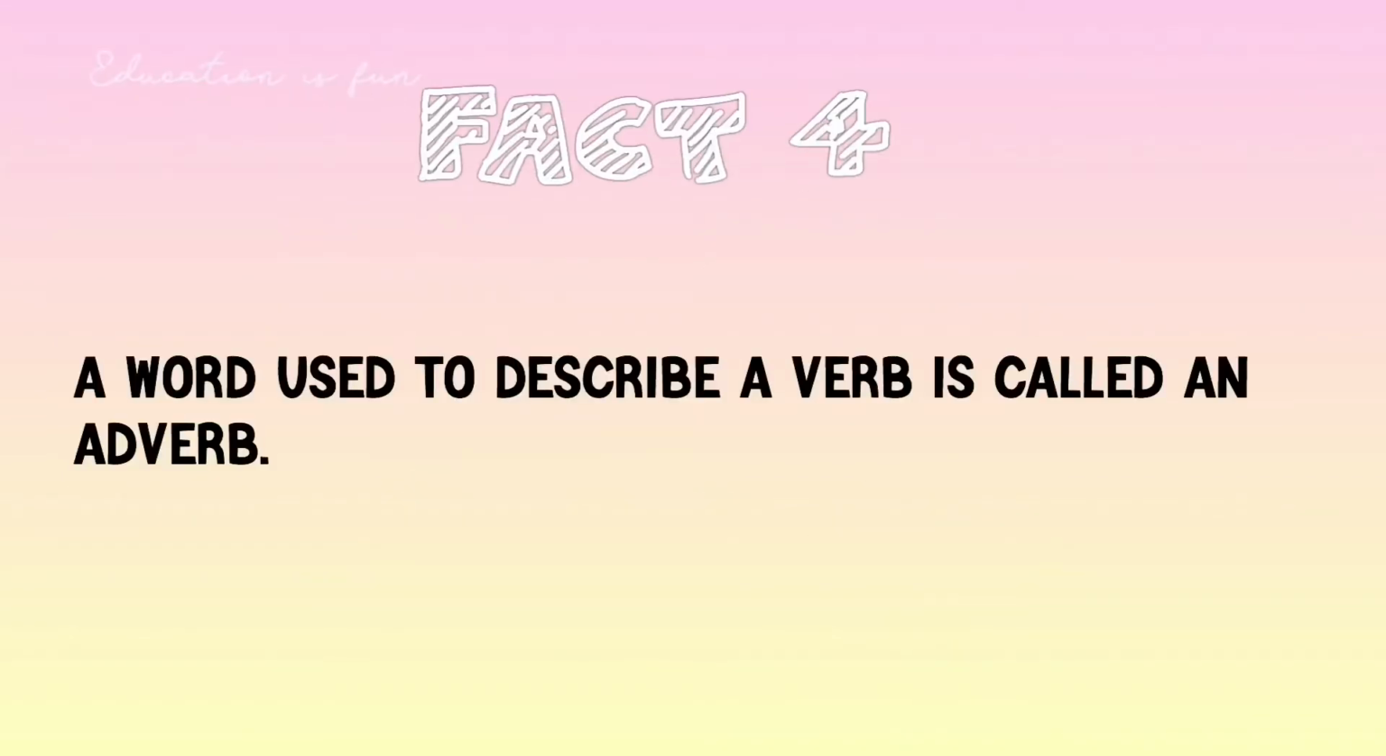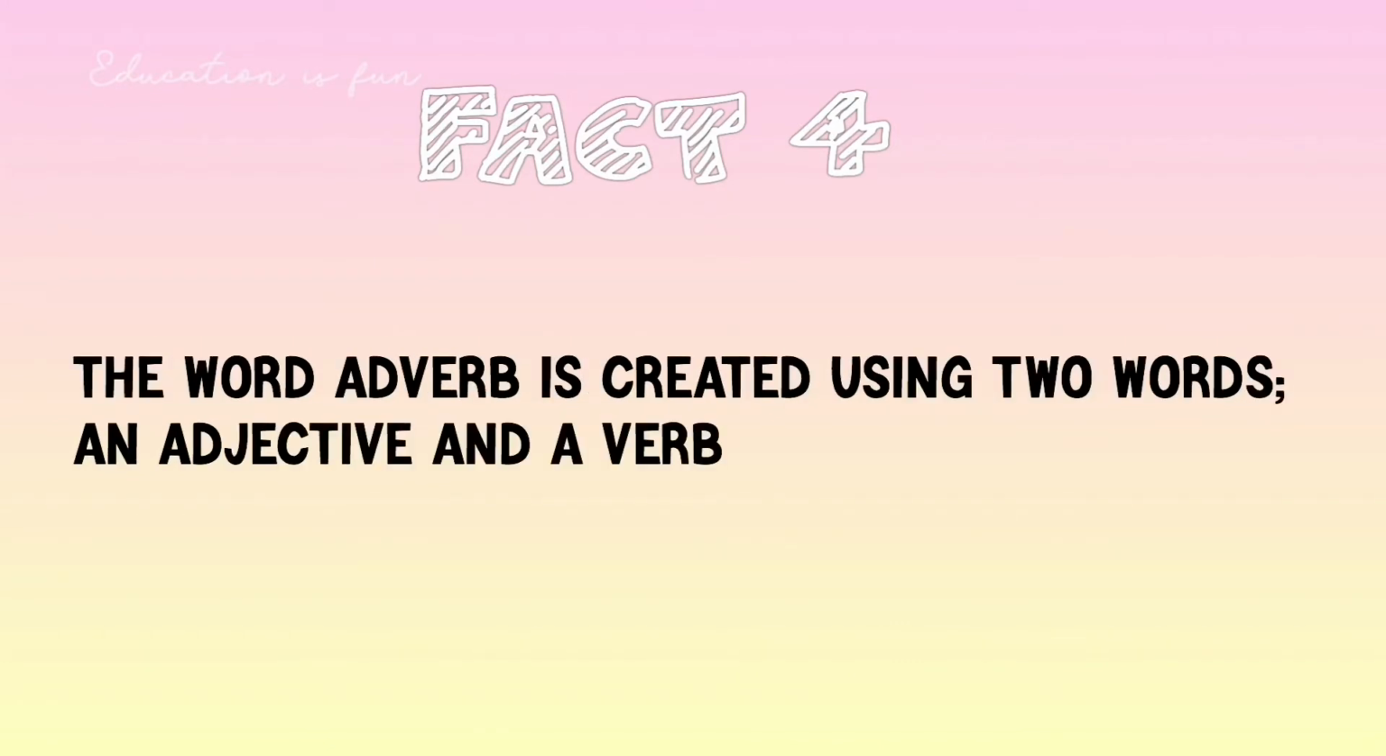A word used to describe a verb is called an adverb. The word adverb is created from 2 words, which is the adjective, I describe a word, and a verb, an actual word. This means that an adverb is a word which describes a verb. We can go into more detail in a future video.